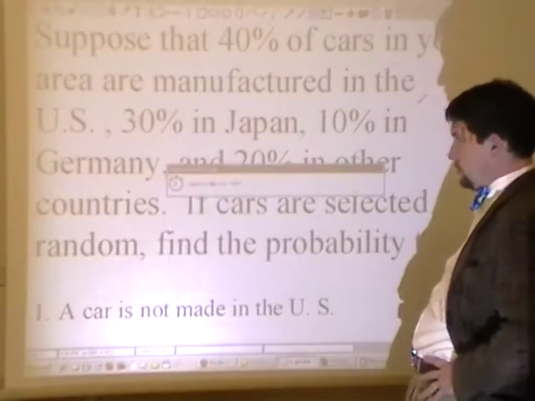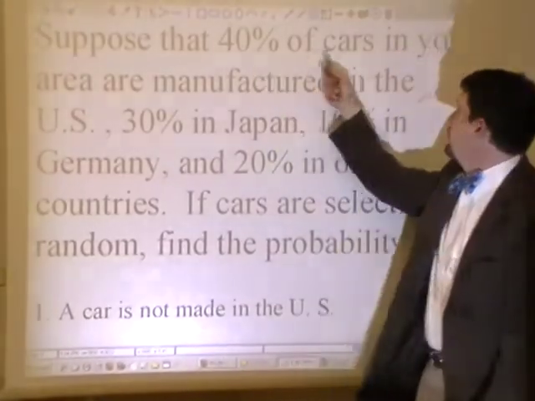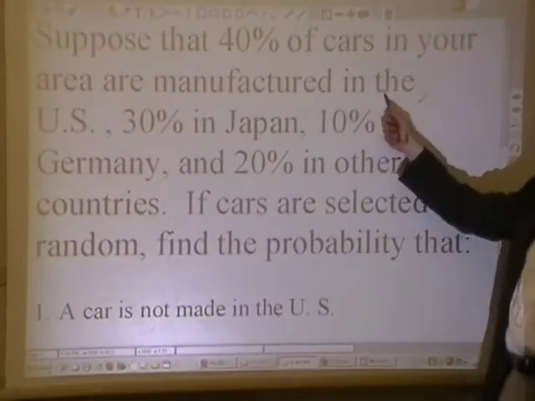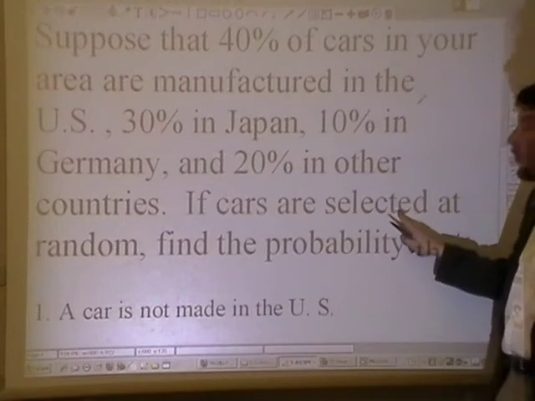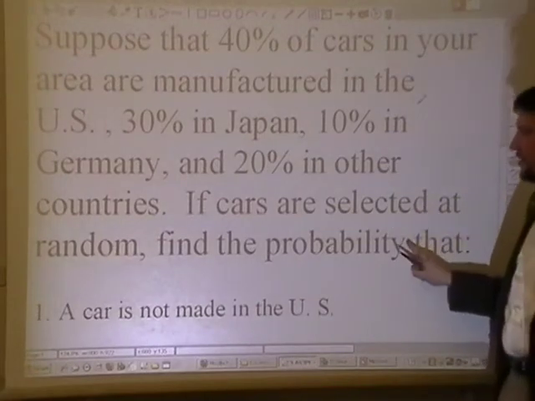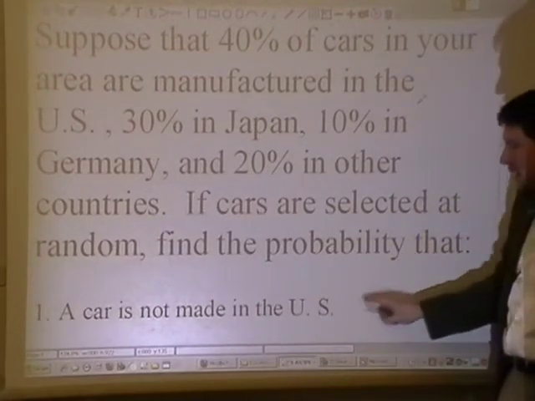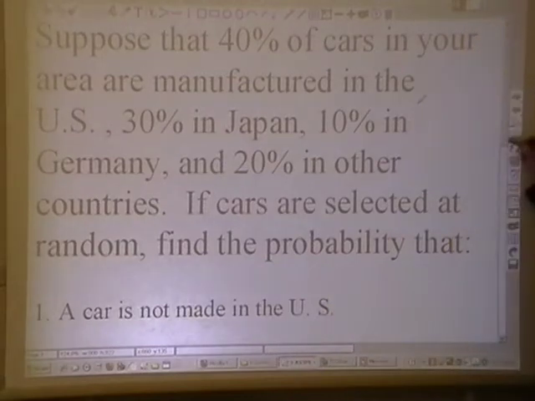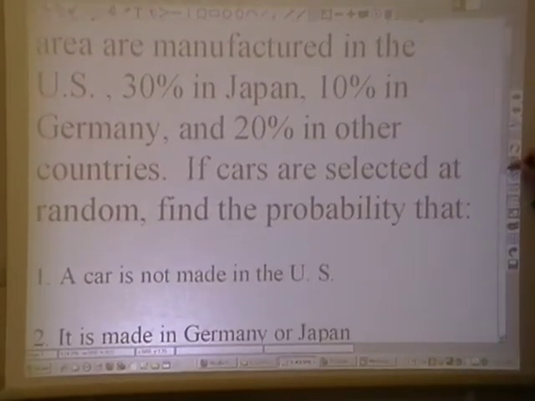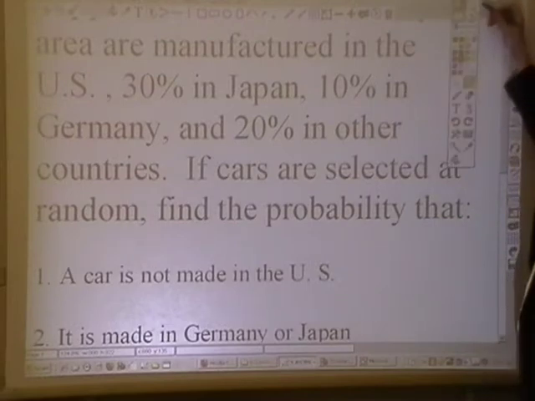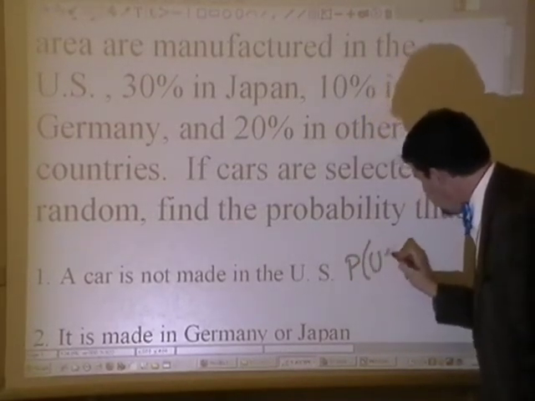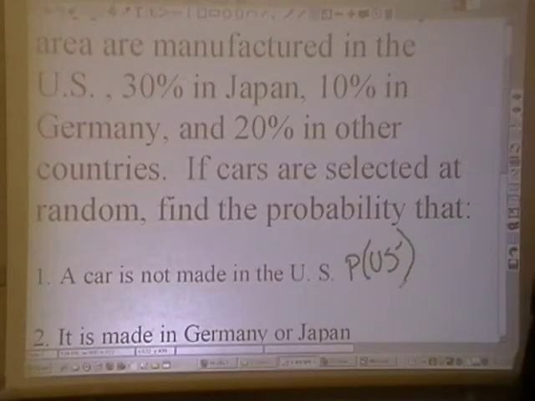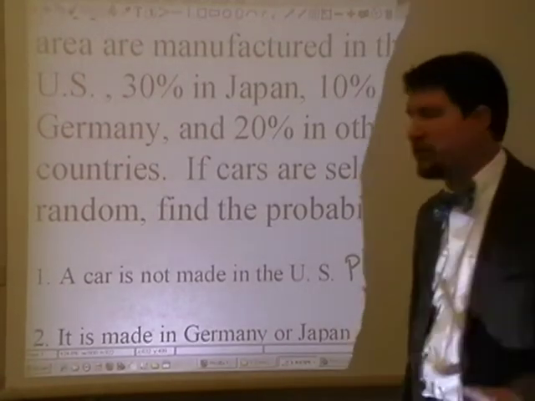Okay. Suppose that 40% of the cars in your area are manufactured in the U.S., 30% in Japan, 10% in Germany, and 20% in other countries. If cars are selected at random, find the probability that a car is not made in the U.S. So if I'm going to write this, let's get my pen out here. I would say, what's the probability that this car is not U.S.? There are two ways that I could solve this problem.